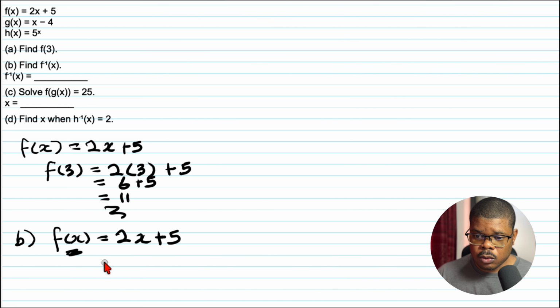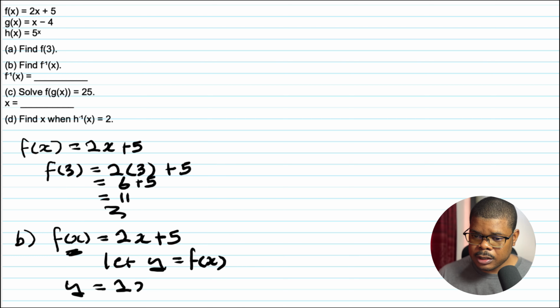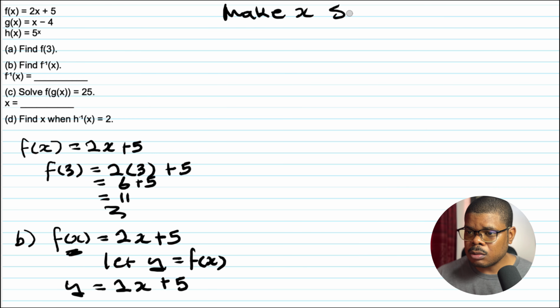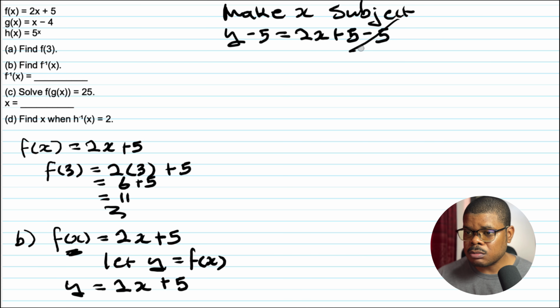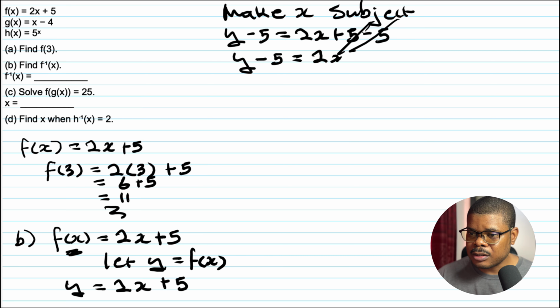So first of all, we say that let y be equal to f of x. So that means that y is equal to 2x plus 5. So now that we have established that, then we have to do what? We have to make x subject of formula now. So that's what we need to do. So how do we do that? First of all, we have to subtract both sides by 5. So that is y minus 5 is equal to 2x plus 5 minus 5. So this makes 5 to go away or to disappear from this side. So we have y minus 5 equal to 2x. So this is what we have.